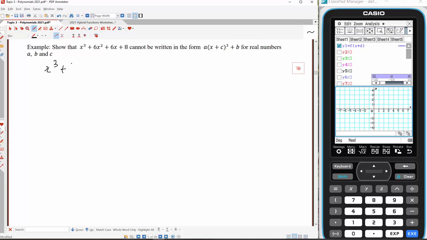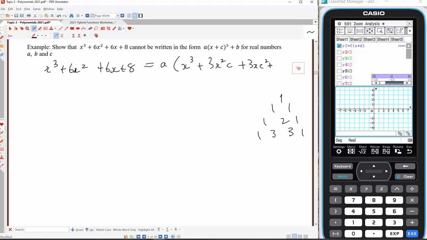So I'm going to say that x cubed plus 6x squared plus 6x plus 8, I'm going to try and write it in this form here. So it's going to be a. Now this is going to be, so remember Pascal, 1, 1, 1, 2, 1, 1, 3, 3, 1. It's going to be x cubed, c to the 0, which is 1, plus 3x squared c plus 3x c to the 2 plus c to the 3 plus b. Okay, so far so good.